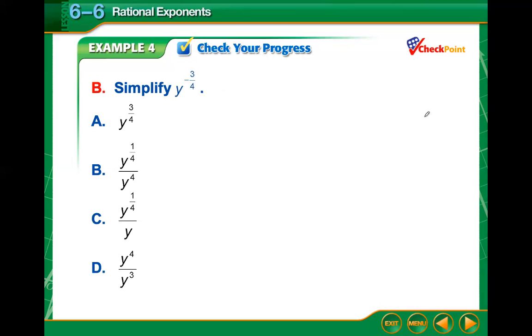All right, go ahead and try this one. All right, with this, we're going to get C. So what we're going to end up doing is you have 1 over y to the 3/4, and you're going to multiply by y to the 1/4 top and bottom, which will get me C.